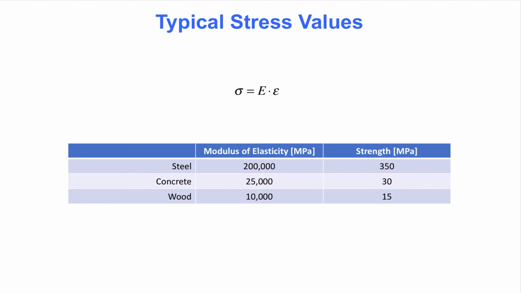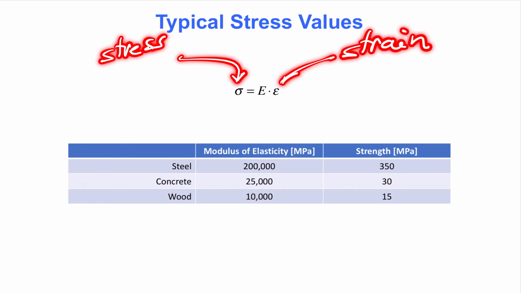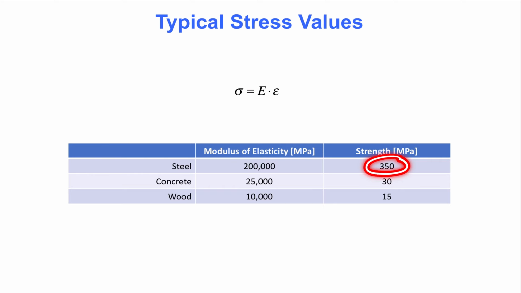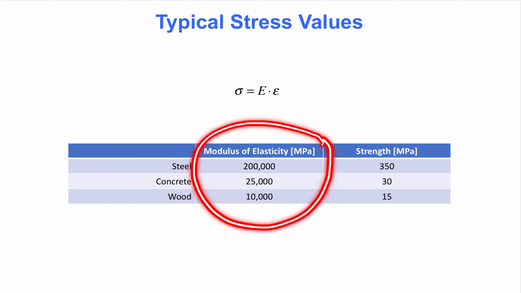Because strain is a dimensionless quantity, often expressed as deformed length divided by original length, the material stiffness, E, has the same unit as the stress. The table shows that the capacity of steel to carry stress is the highest of these materials. It can reach a stress of 350 megapascal or more before it breaks. The strength of concrete may be 30 megapascal or more. The strength of wood may be around 15 megapascal, depending on the species of wood and the direction of loading. Typical values for the stiffness of the material, sometimes referred to as Young's modulus, are shown in the middle column of this table.